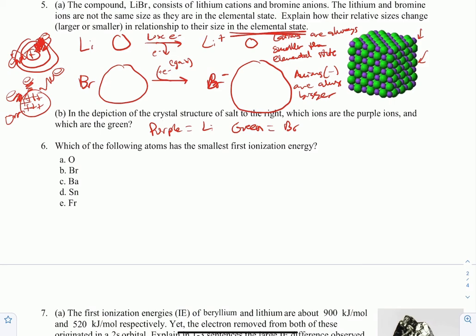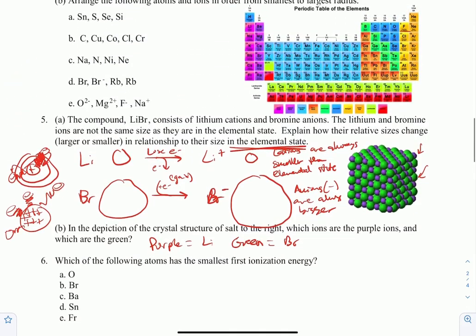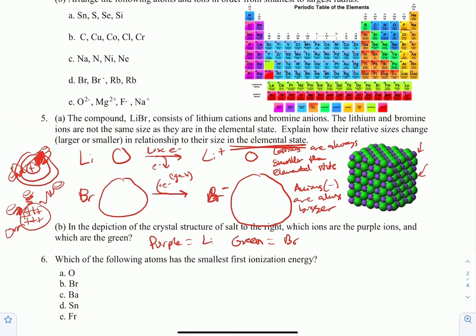All right, number 6, which of the following atoms has the smallest first ionization energy? In order to do this, we'd have to go to the periodic table up here and determine where each of these are, and based off the trends, figure out which one has the smallest one. We know that it increases up and to the right. I'm going to circle the ones that we're dealing with: oxygen, bromine, barium, tin, and francium.